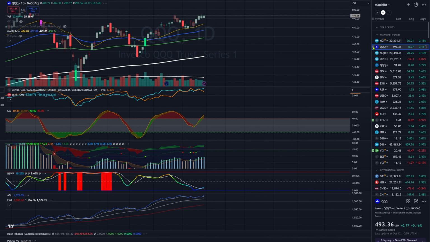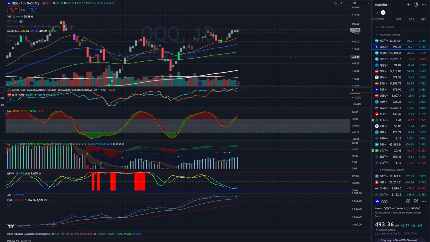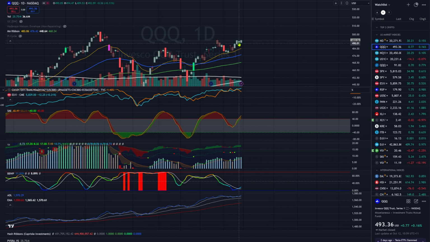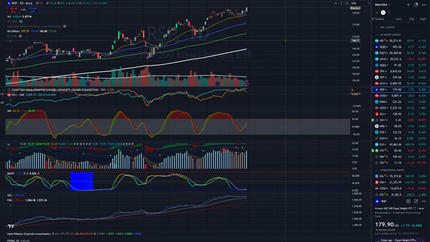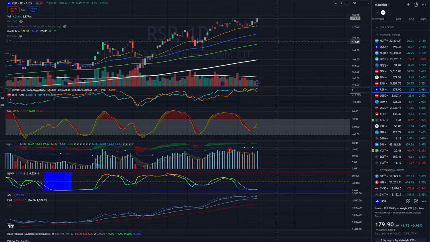Got Qs. Qs obviously isn't going to new all-time highs yet, but I think it will. It's the same sort of deal. It's following the S&P. Still got a lot to run on the bullish smart money indicator. No real reason for this to shit the bed yet. RSP is making new all-time highs, so that's the equal weight S&P 500. Everything's pretty well bullish across the board.